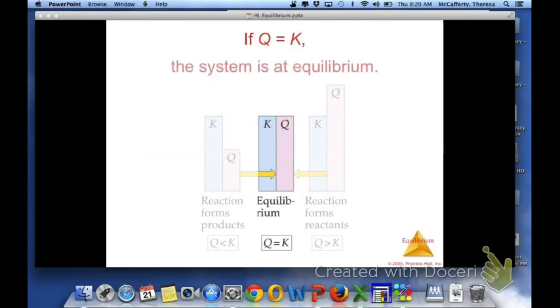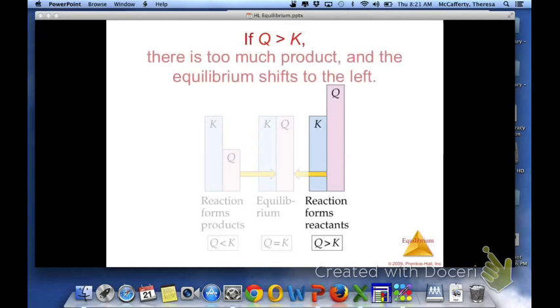What this allows us to do is to compare where the system currently is to what the system needs to do to get to equilibrium. So if you calculate a value for Q and it's equal to K, the same value, the system's already at equilibrium and there will be no shift in the system.